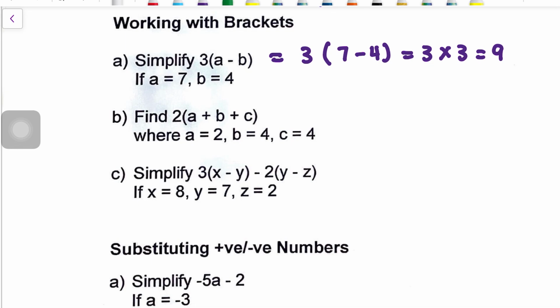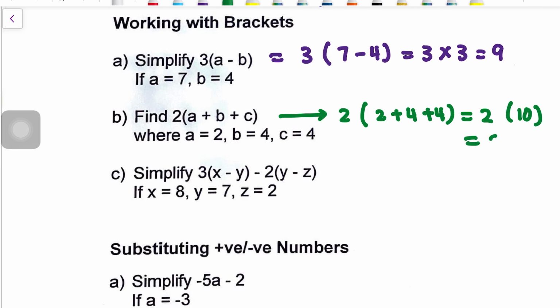Let's do question part B. Question part B, find 2 lots of A plus B plus C. So we are going to substitute the given A equals 2, B equals 4, and C equals 4 into the expression. So 2 lots of A plus B plus C is 2 lots of 2 plus 4 plus 4. So we deal with the brackets first. The brackets is 2 plus 4 plus 4, that will be 10. So 2 brackets 10 means 2 times 10, which is 20. So that's how you do question B.